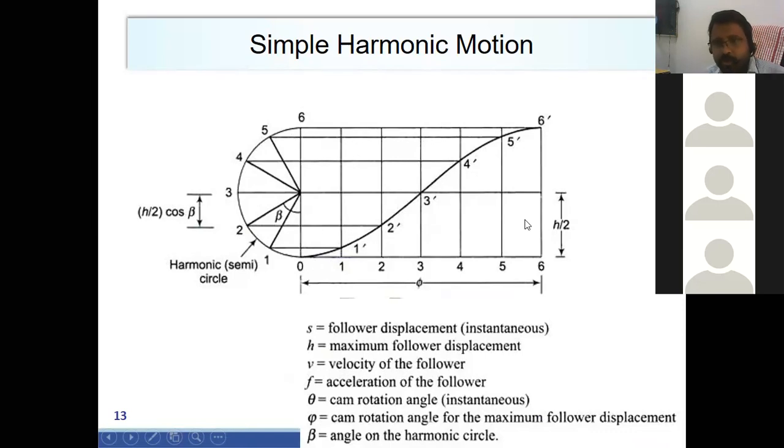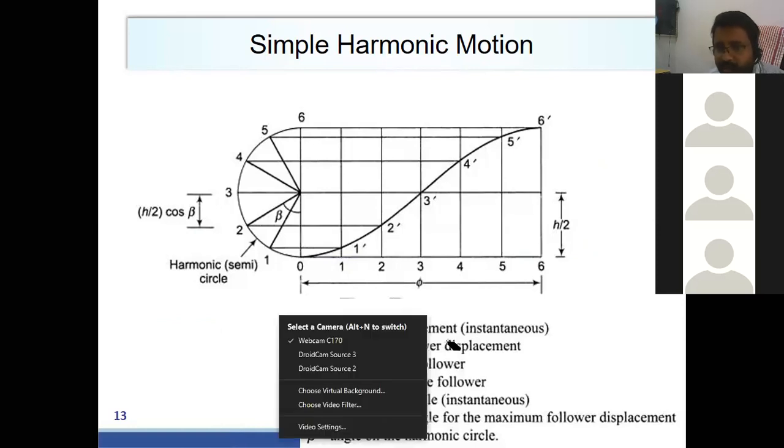Okay, this is a simple harmonic motion. So you see, what is this distance from here to here? What is this distance from here to here? Can you interpret this diagram? Diameters. Wait, I will tell you. So this is called a displacement diagram.